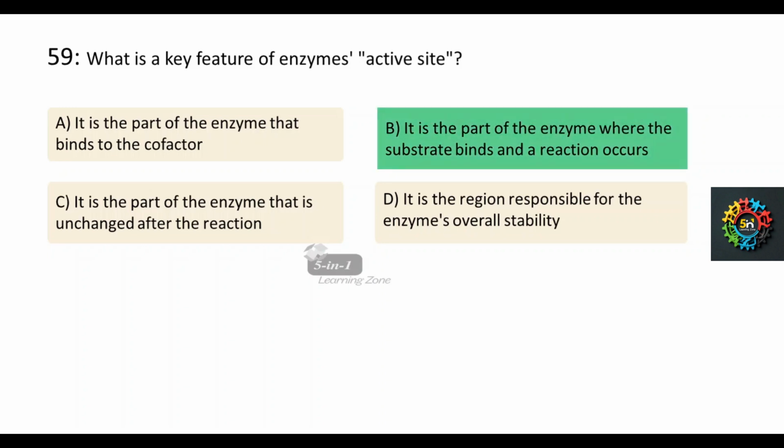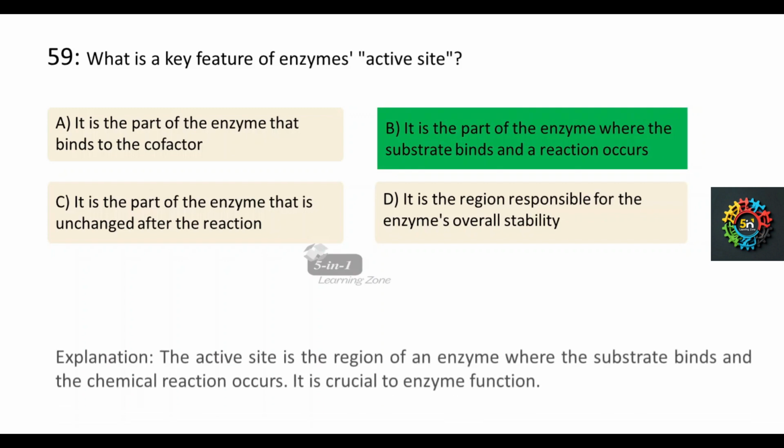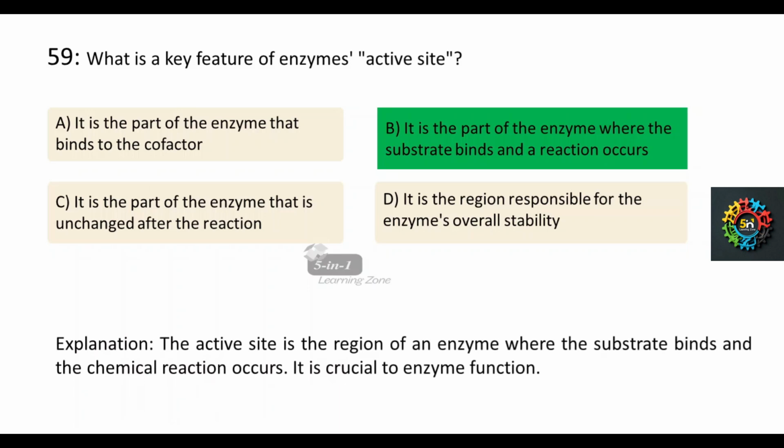59. What is a key feature of an enzyme's active site? Answer: B. It is the part of the enzyme where the substrate binds and a reaction occurs. Explanation: the active site is the region of an enzyme where the substrate binds and the chemical reaction occurs. It is crucial to enzyme function.